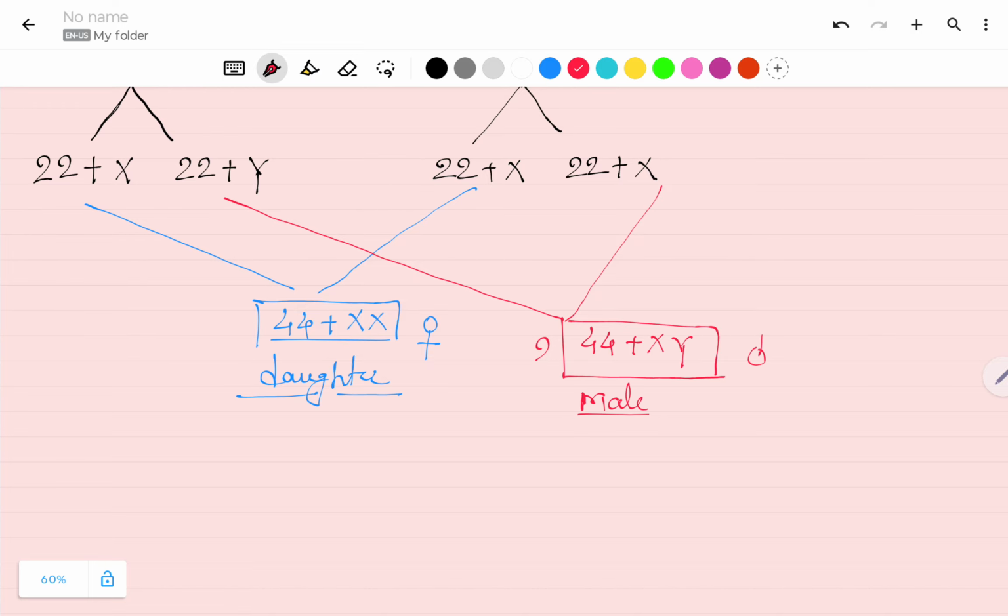Represented by this symbol. So there is a 50% possibility of male and 50% possibility of female, and the male chromosome is responsible for determining the sex of the child.